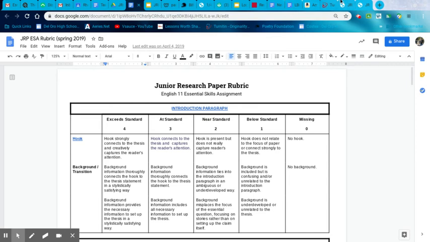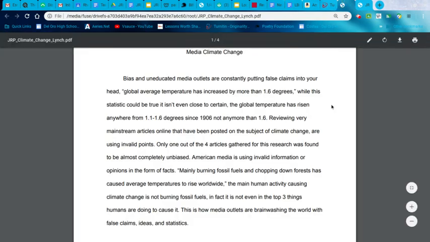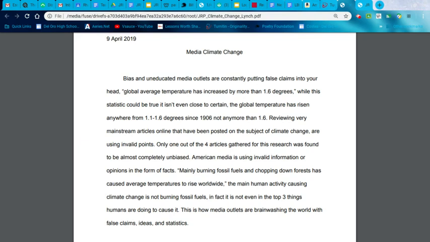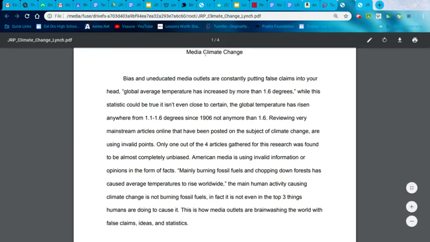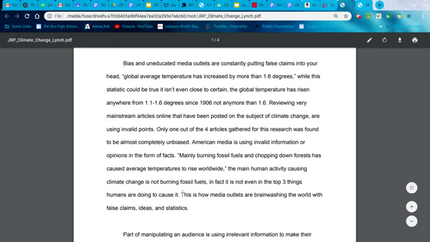So here's one. I'll give you an example of what's going on in my head when I'm reading one. The first thing I'm looking at after the MLA heading is the title, media climate change. That's kind of lame, but it is what it is. Here's the hook: biased and uneducated media outlets are constantly putting false claims into your head. That's almost my prompt. I don't like that at all. And then there's a quote about global average temperature, but there's no citation, so I don't like that either. Then it goes on with some background information, and then the thesis claim is that this is how media outlets are brainwashing the world with false claims, ideas, and statistics.